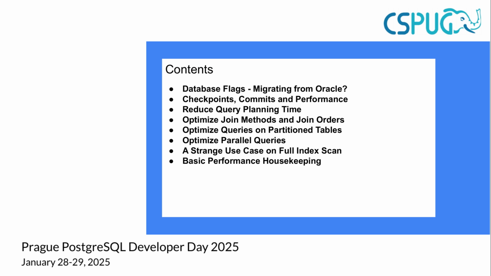So we'll look into 5 use cases: reducing query planning time, optimizing the join methods and join orders, optimizing queries on partition tables, optimizing parallel queries, and there was a very strange use case on the full index scan. These are the 5 use cases which I faced while working at Google, across 5 customers who had recently migrated to PostgreSQL. It does not matter whether you migrate to Google managed services, some other CSP's managed services, or on-premise Postgres. These are performance issues which any customer can face.